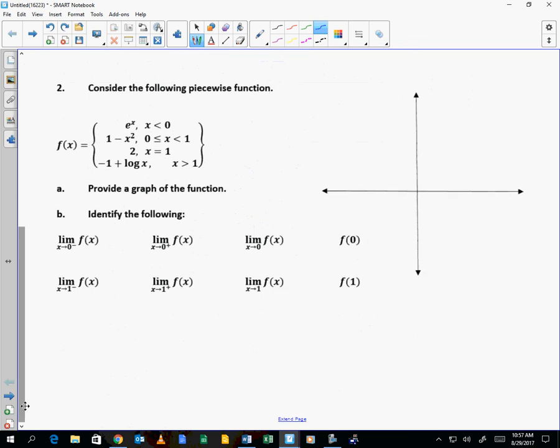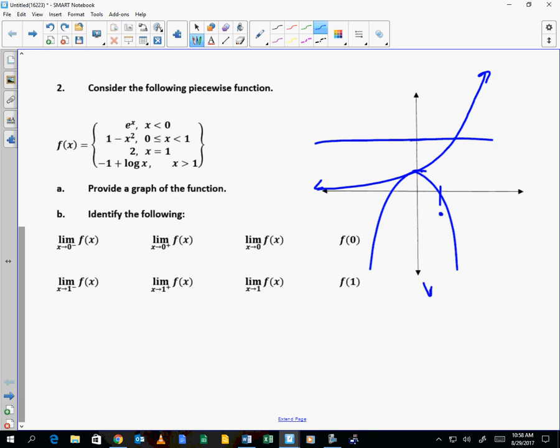Consider the following piecewise function. We'll look at this one. e to the x. Do you remember what that looks like? Don't draw it all yet because we're going to erase it. I'm just trying to give you an idea what these look like. 1 minus x squared, the graph of 2, and the graph of log of x. That's similar to e to the x. Instead of going through 0, 1, it goes through 1, 0. And it says -1, so it's shifted down 1 unit, so it goes through that point there. So these are my graphs.